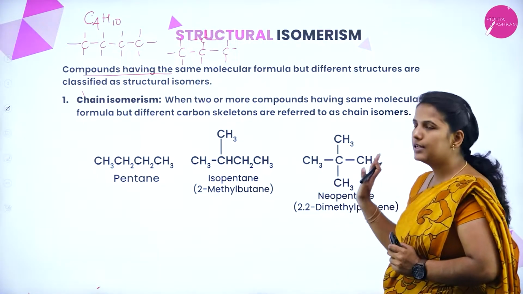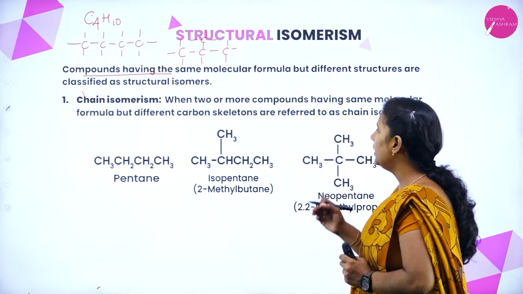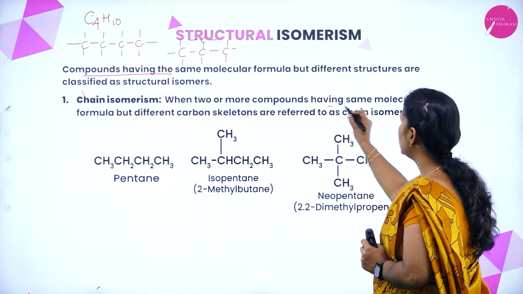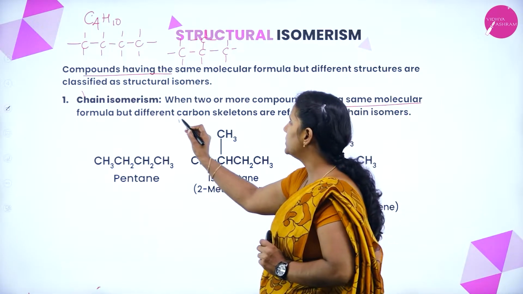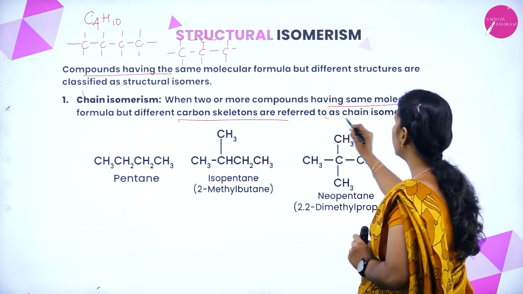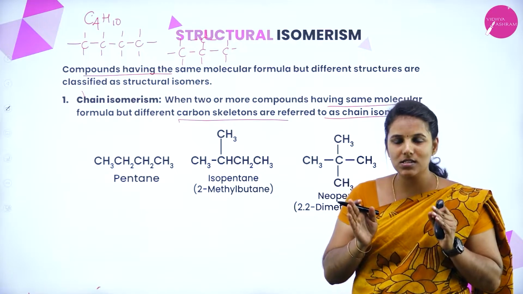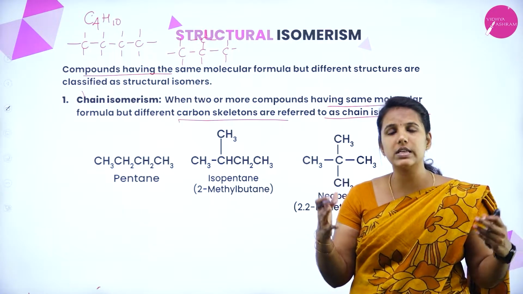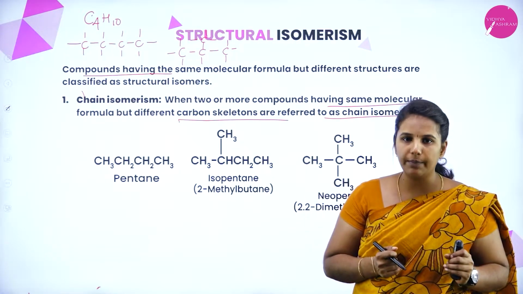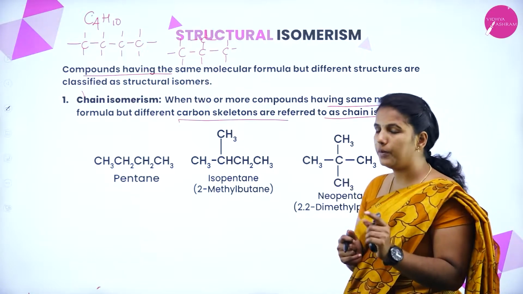The first one is chain isomers or chain isomerism. When 2 or more compounds have the same molecular formula but different carbon skeletons, they are referred to as what? Chain isomerism. Suppose you consider compounds which have the same molecular formula but differ in the chain of the carbon skeleton. They are known as what? Chain isomers, or the phenomenon is known as what?